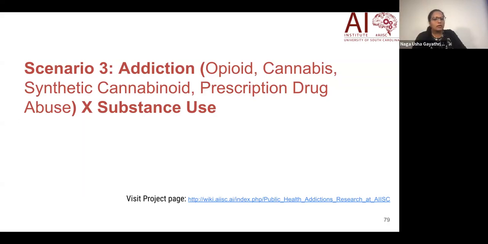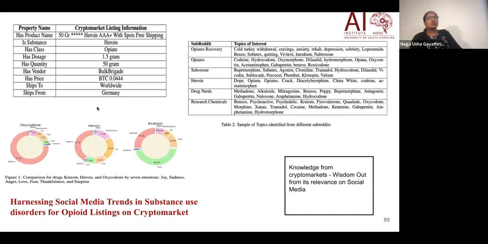So scenario 3 here is addiction, dealing with substance use of these drugs. In this, we actually see which drugs are contributing to addiction, and if we are able to find some conclusion from the reflection of crypto markets on social media. For this study, three crypto markets, Dream, Tochka, and Wall Street Market, are periodically crawled. Here we analyzed social media data from opioid users to understand the behaviors associated with opioid use and to identify what kind of feelings are expressed.